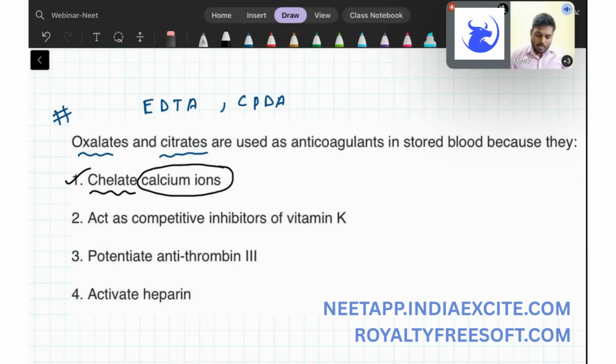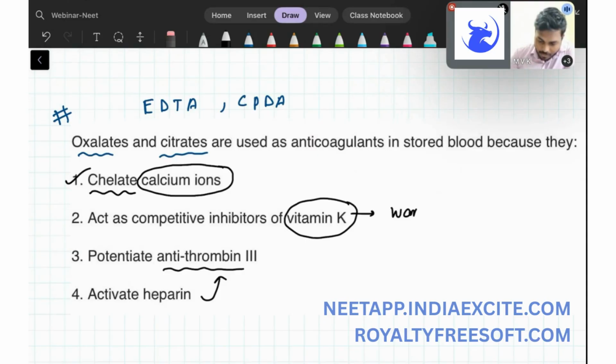So who potentiates antithrombin 3? That is our heparin. They are also not going to act as competitive inhibitors of vitamin K. What's the role there? That is done by warfarin, correct? Basically, we do not use heparin and warfarin as an anticoagulant in the blood bank. The reason is so simple. Warfarin takes a longer time to exert its anticoagulant effect.